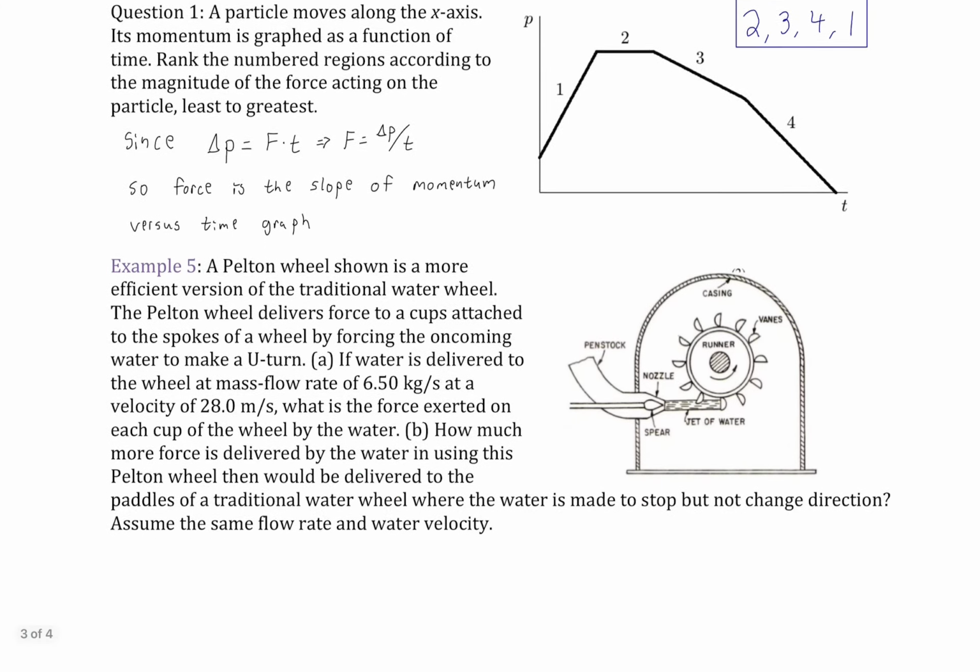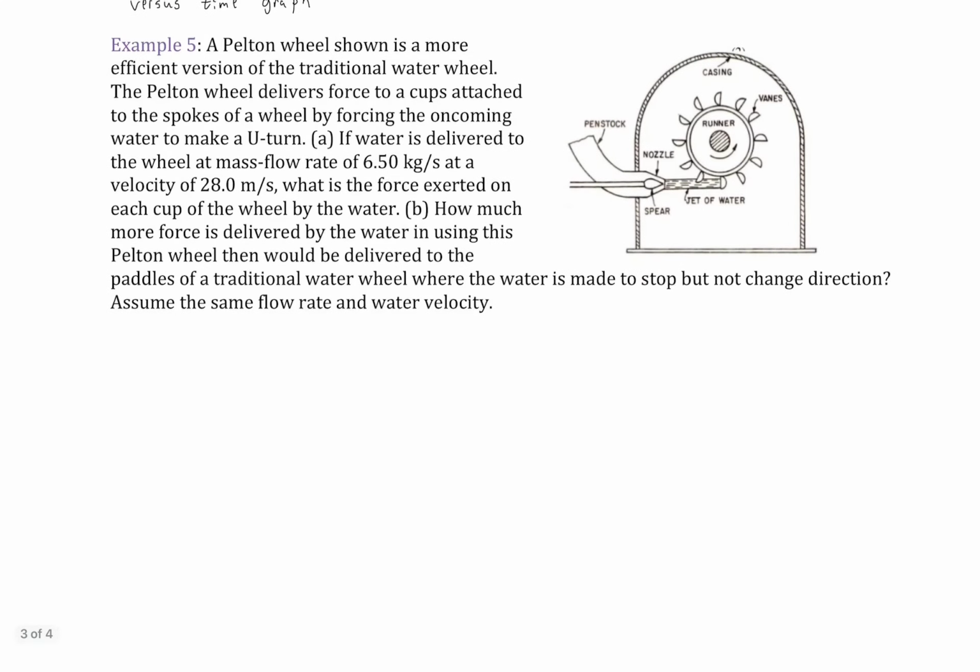All right, last example. This one's about a water wheel. We're going to use that idea of collisions and a mass flow rate. So it's also kind of a neat engineering application. There's something called a Pelton wheel, and it's shown here. It's a diagram with a lot going on, but you really don't care about all of it. It is a more efficient version of a traditional water wheel.